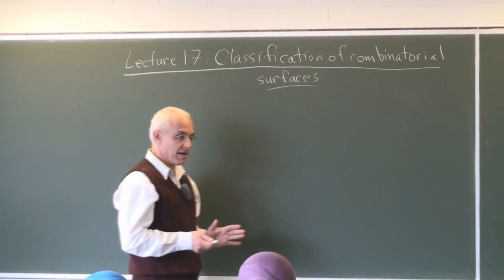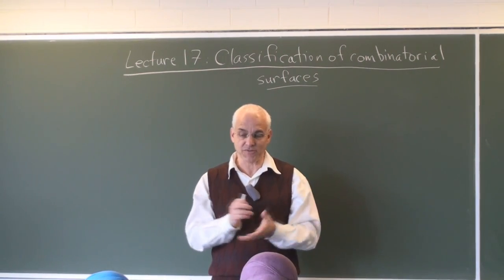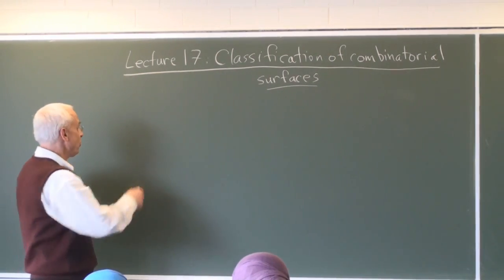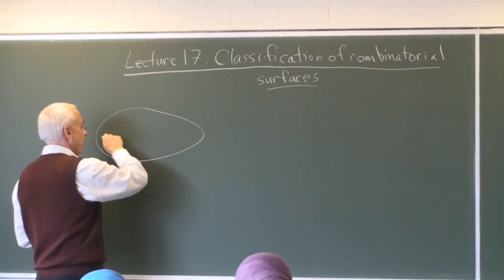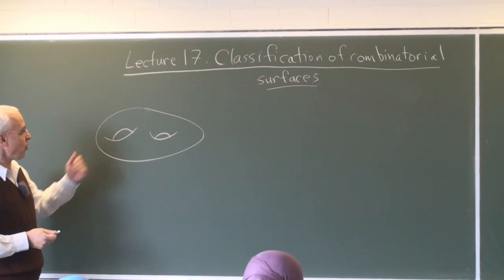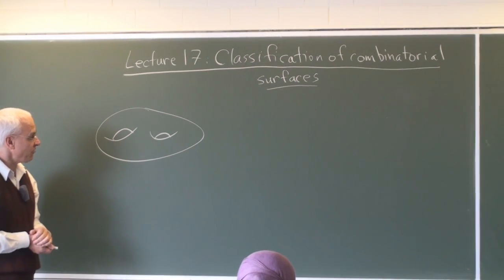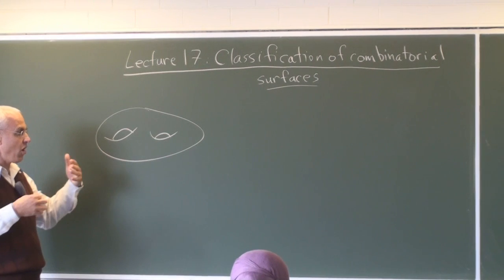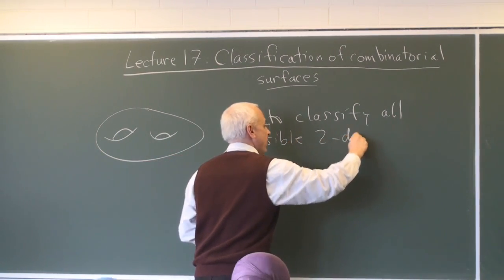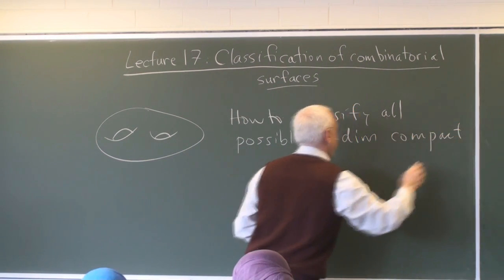So the classification of surfaces is really at the heart of the subject, and what we're interested in is describing all the possible two-dimensional compact surfaces. So we've already seen things like the Klein bottle, the torus, an n-hole torus, the projective plane, and the sphere. We want to classify all possible two-dimensional compact surfaces.